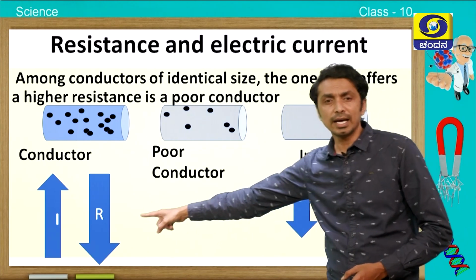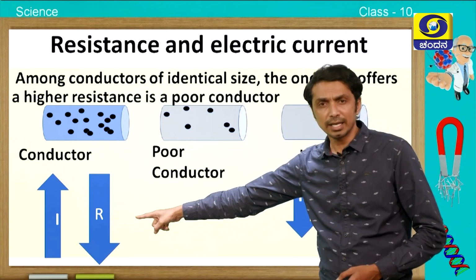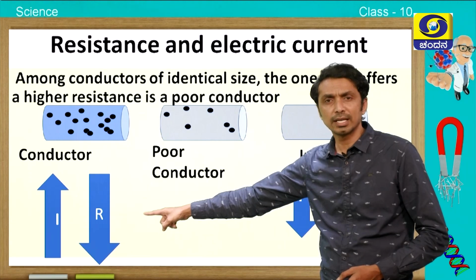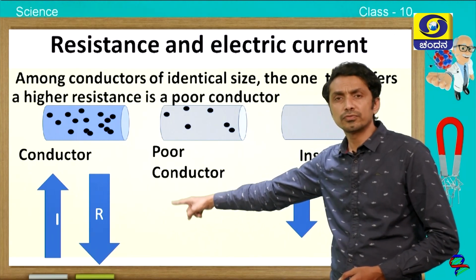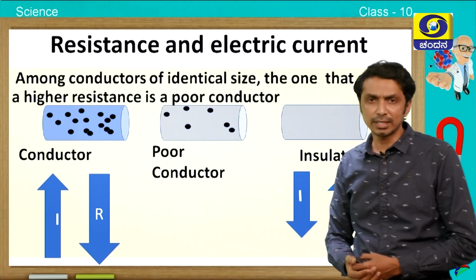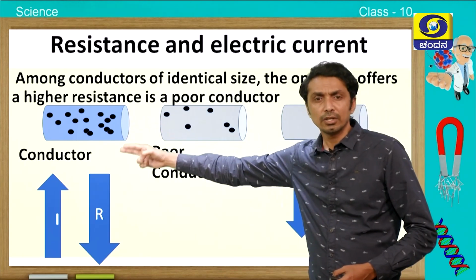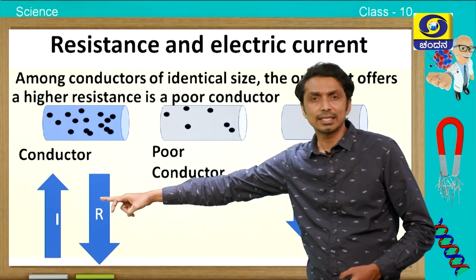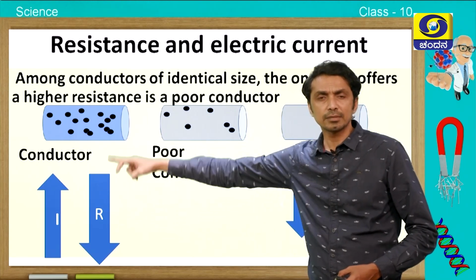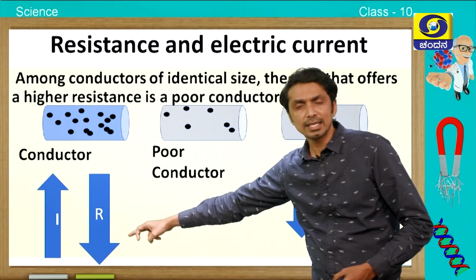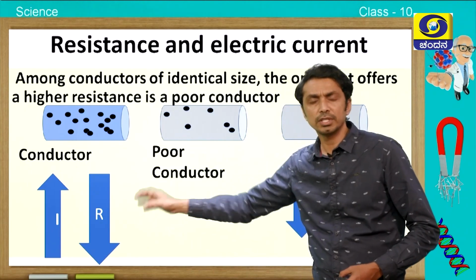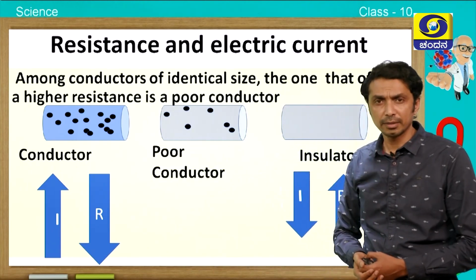I have mentioned, I is current, a symbol used for current, and R is used to denote resistance of a conductor. Here we have taken a good conductor. As you can see, the electric current is more, whereas the resistance is less. That is why we have shown it with a downward arrow mark.